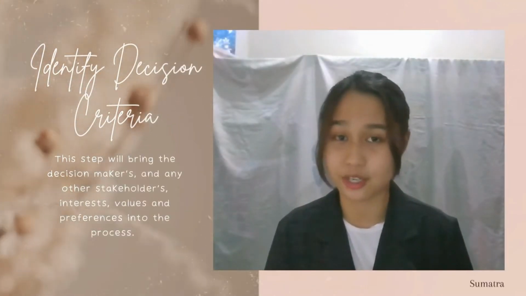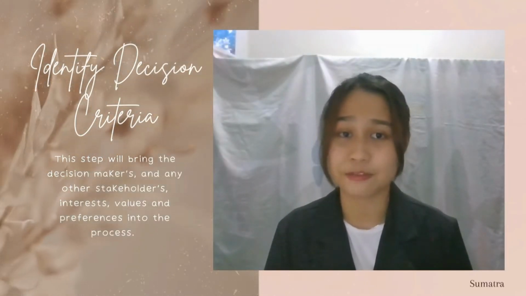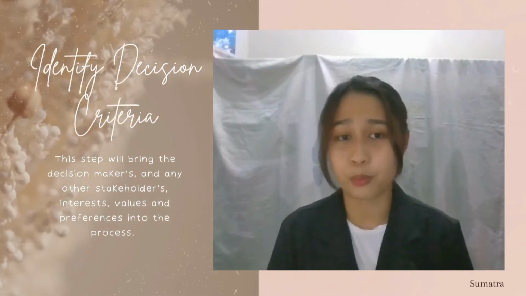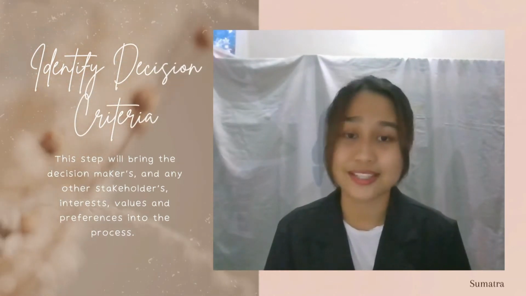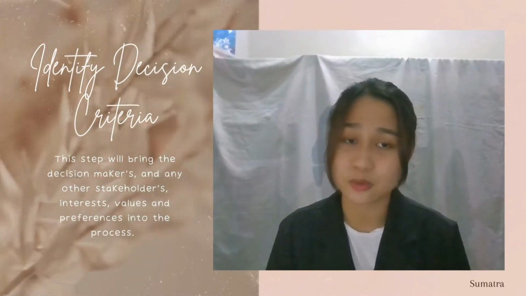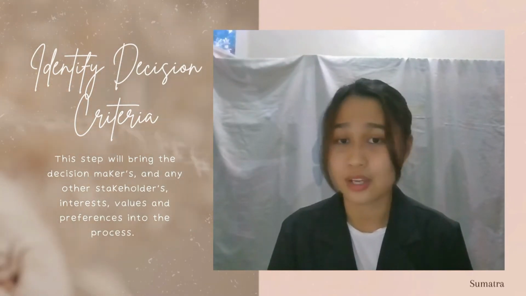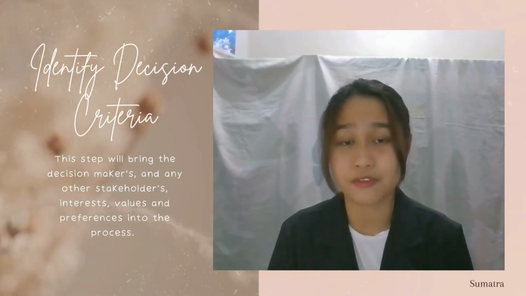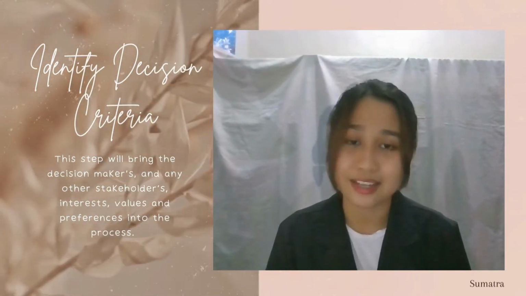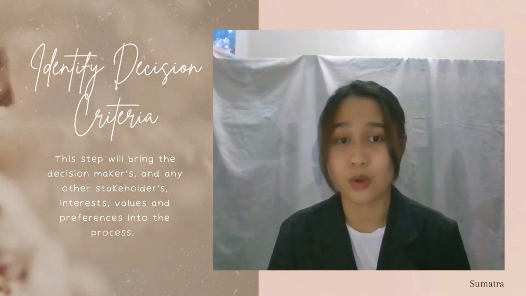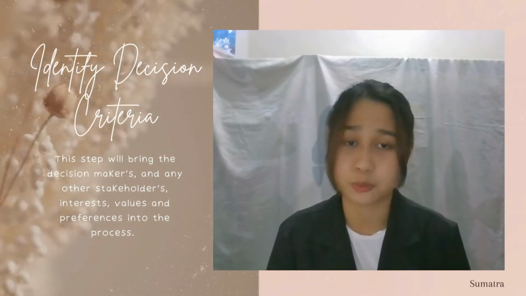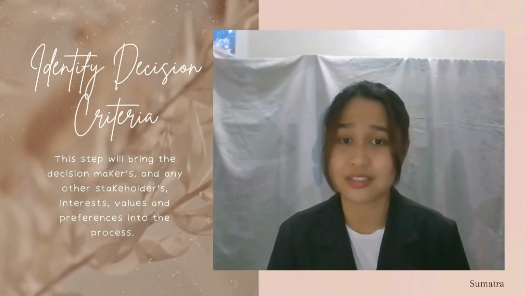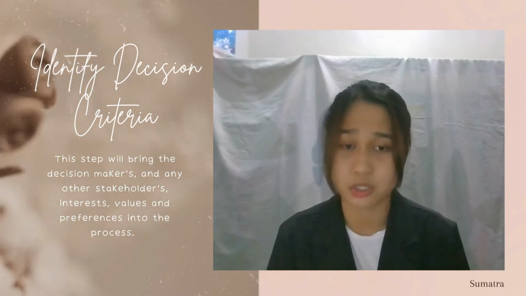Identify decision criteria. Once the decision maker has defined the problem, he or she needs to identify the decision criteria that will be important in solving the problem. In this step, the decision maker determines what is relevant in making the decision. This step brings the decision maker's interests, values, and similar personal preferences into the process. Identifying criteria is important because what one person thinks is relevant, another person may not. Also, keep in mind that any factors that are not identified in this step are considered irrelevant to the decision maker.